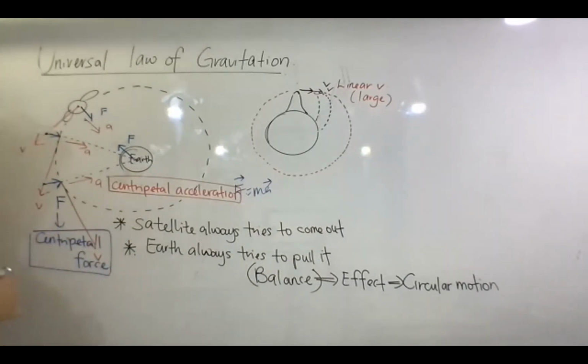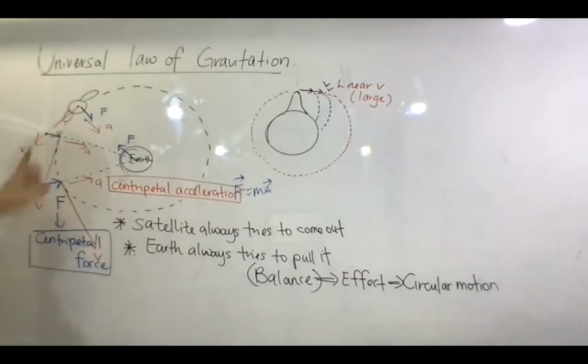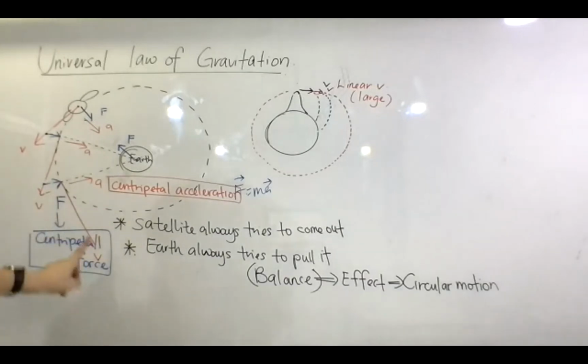So, why should an object move in circular motion? Because of centripetal force and centripetal acceleration. The same force and acceleration, F equals ma. In this case, what is my centripetal force? Gravity is my centripetal force here. The gravity is my centripetal force. This force, right?